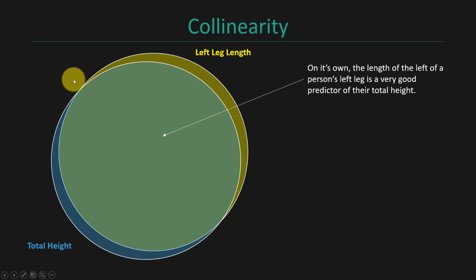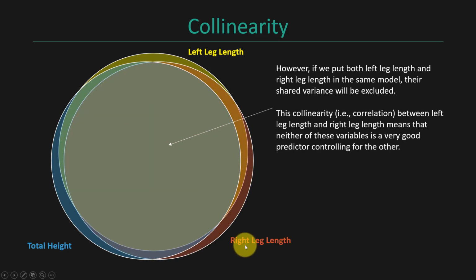So now you're thinking, can I improve my prediction of total body height if I also threw in right leg length as a predictor? Well, again, right leg length on its own is probably a good predictor of height and is probably a good predictor of left leg length. But the problem is the correlations between these three variables are so strong that the area of overlap is going to be huge. And that means that when you actually look at the effect of left leg length controlling for right leg length, it's going to have a tiny, tiny effect, right?